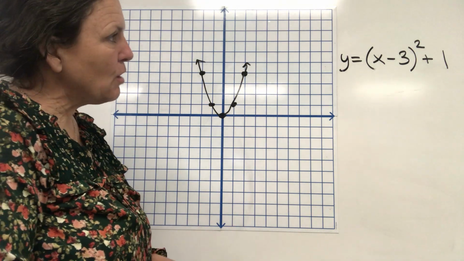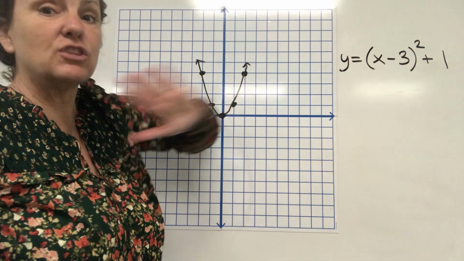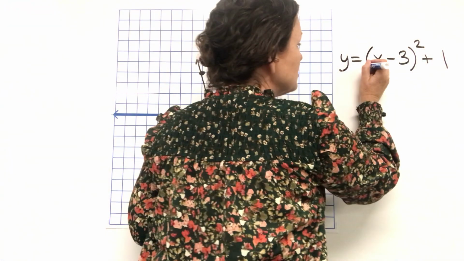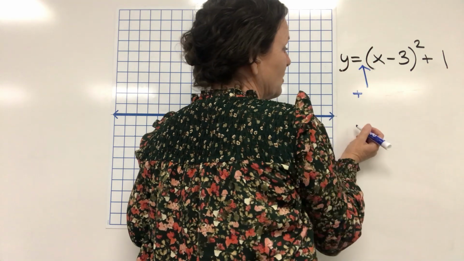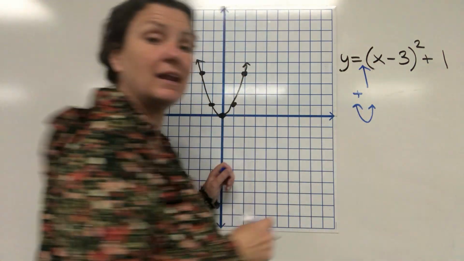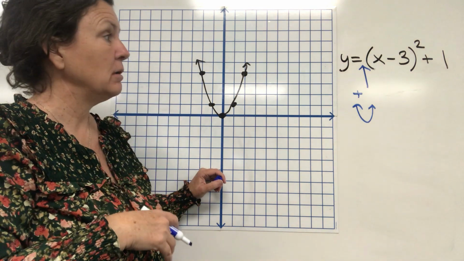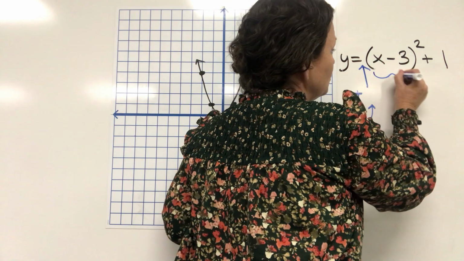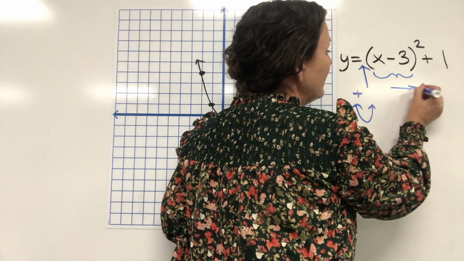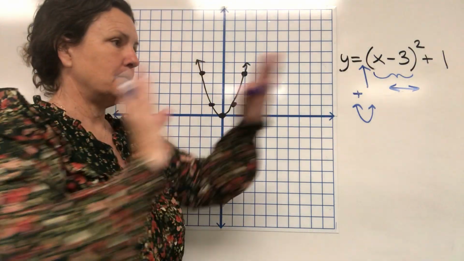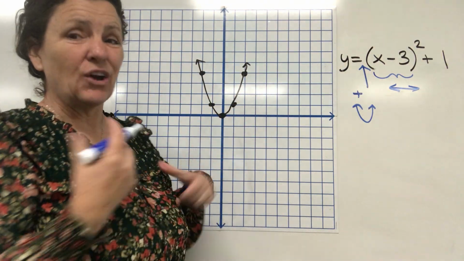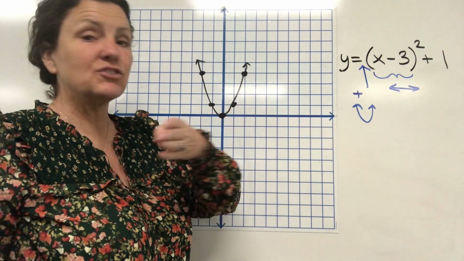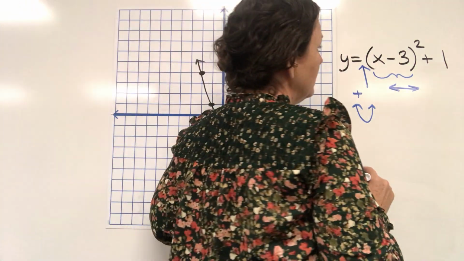Now we got to ask, what the heck is this telling me? What is this shift telling me? It's telling me a couple things. First of all, because I see a positive in the front, I know it's going to open in an upward direction. That's good information. If there was a negative, we just flip it downward. This is telling me my left and right shift. It's called the horizontal shift, going from left to right.